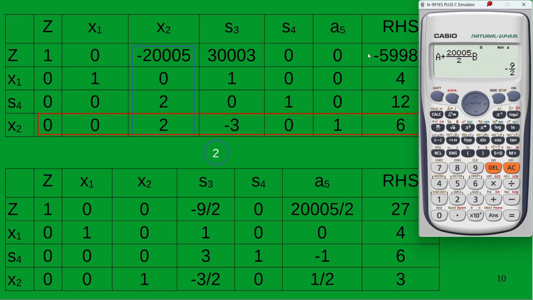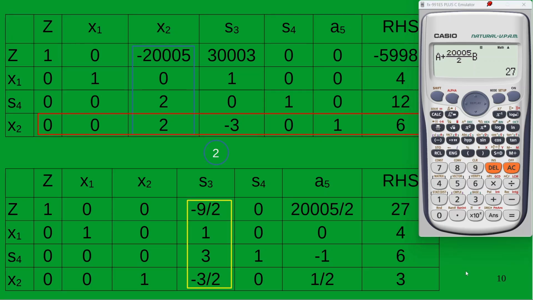Now let's do it for A5. So for A5, let's say it's going to be 0. Okay. And it's going to be 1. So you have 20,005 divided by 2. I have entered it here. Now for the final one, that's going to be minus 59,988 is equal to and 6. There we have 27. So that's pretty much I have demonstrated is how you get the second iteration.